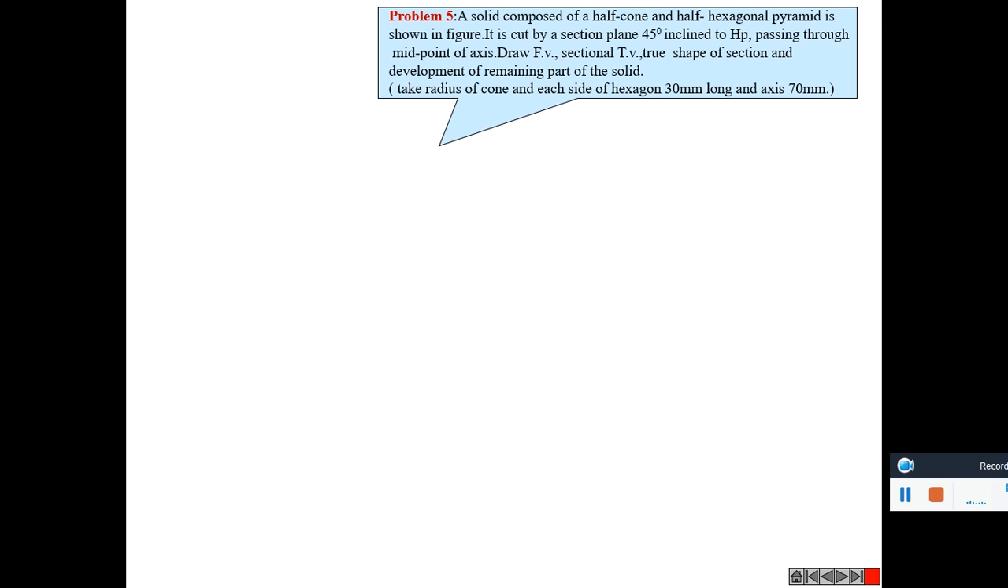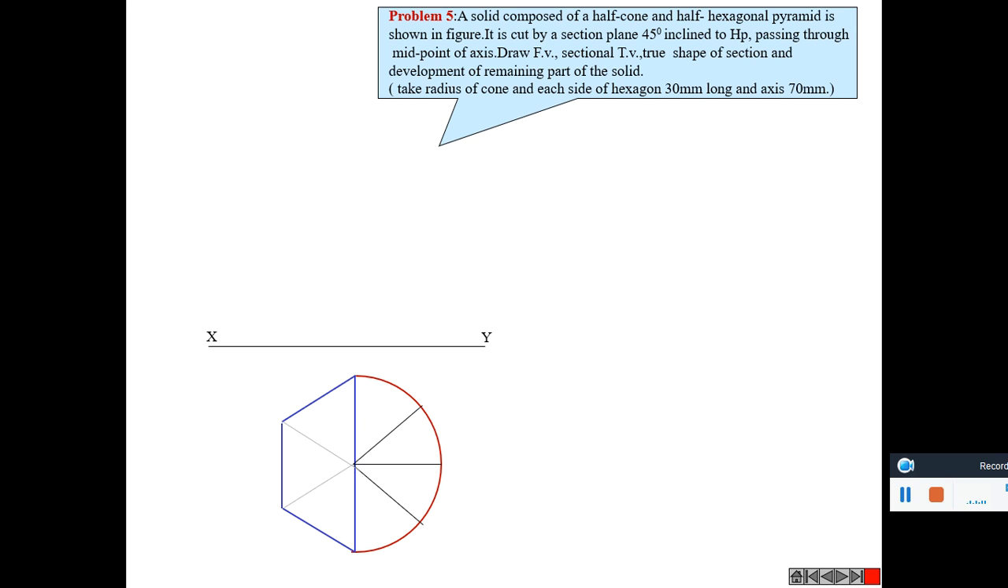A solid composed of half cone and half hexagonal pyramid is shown in figure. It is cut by a section plane 45-degree inclined to HP, passing through midpoint of axis. Draw front view, sectional top view, true shape of section, and development of remaining part of the solid. Take radius of cone and each side of hexagon 30 millimeter long and axis 70 millimeter.